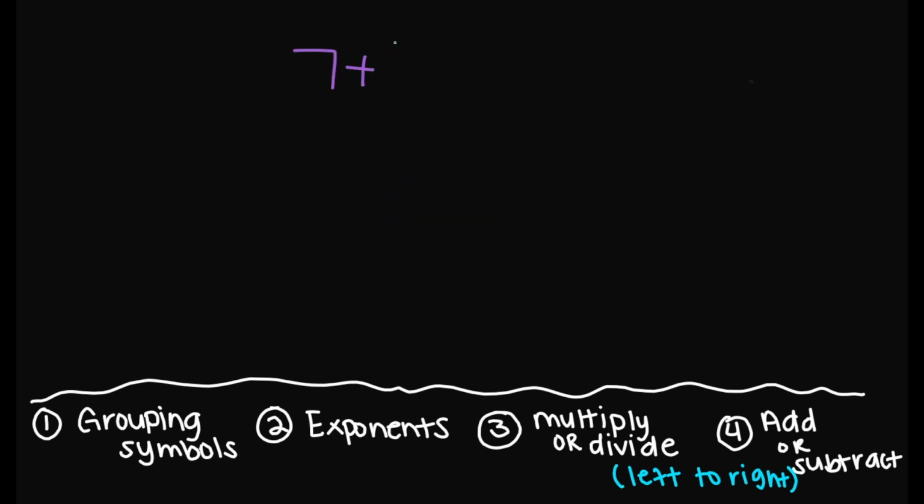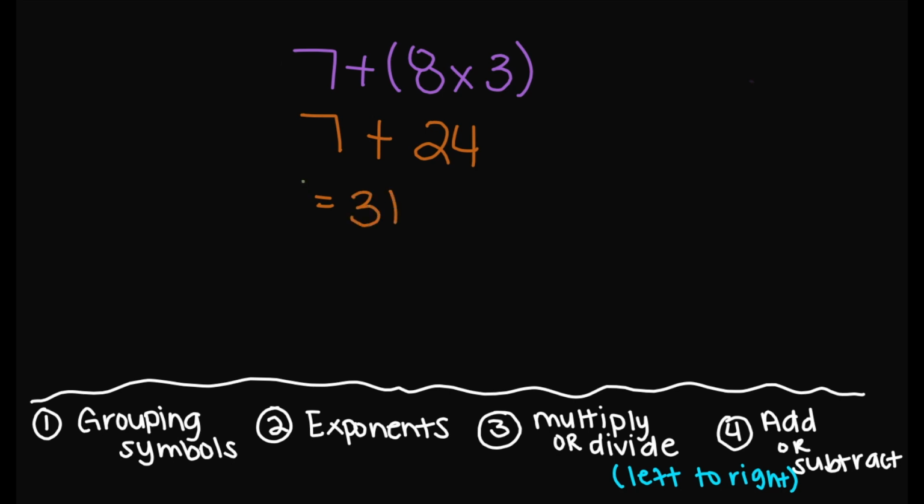7 plus 8 times 3. I do have a grouping symbol here. So we do have to solve our parentheses first. So 8 times 3, this is going to give us 24. So now you have 7 plus 24. This is going to equal 31. So your final answer here is 31.